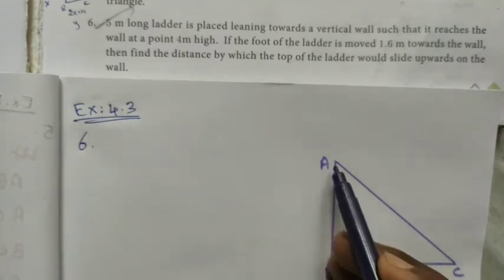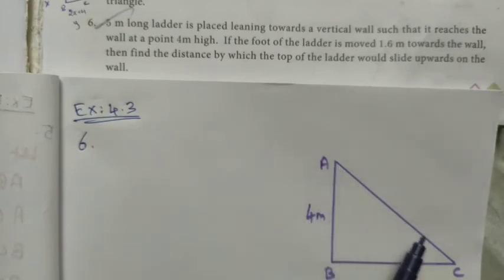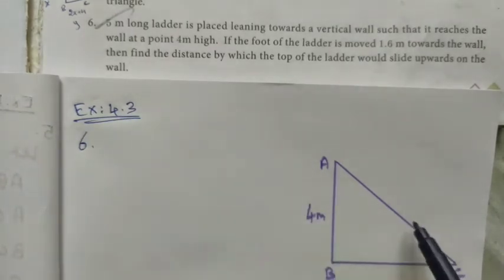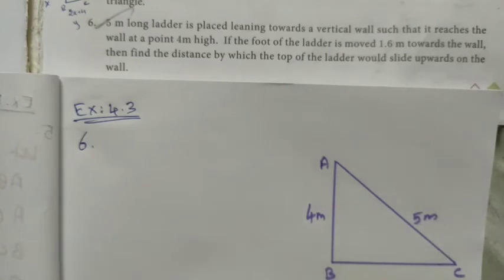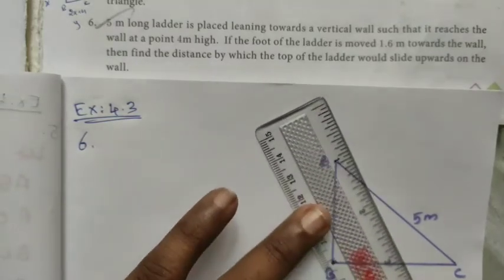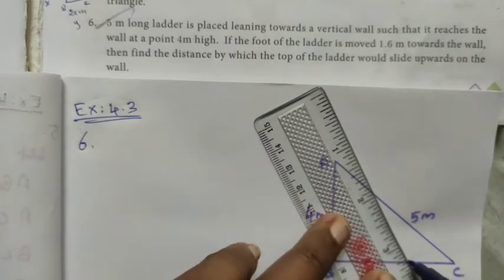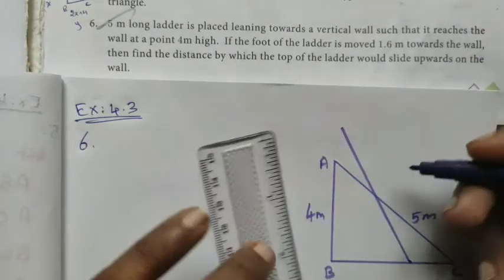See, the height of the wall is given as 4 meter, and then the 5 meter long ladder is given, right? So this is the ladder. If you take it, this is 5 meter, and then we want to find out what is the BC. Next, the foot of the ladder is moved towards the wall. If the foot of the ladder moves towards the wall, then the ladder must reach a greater height on the wall, right?